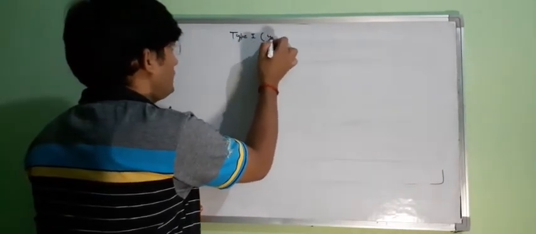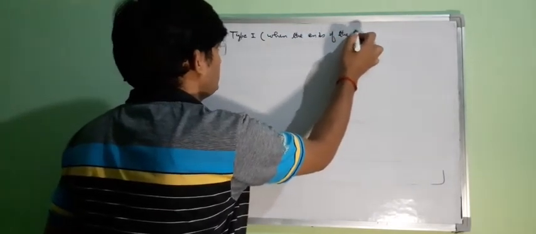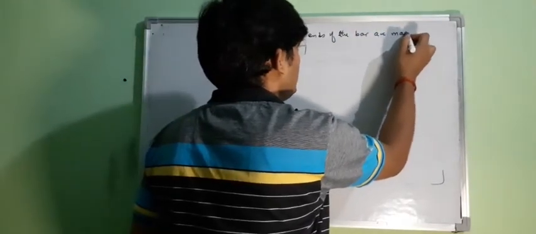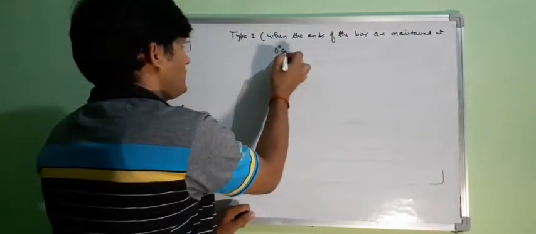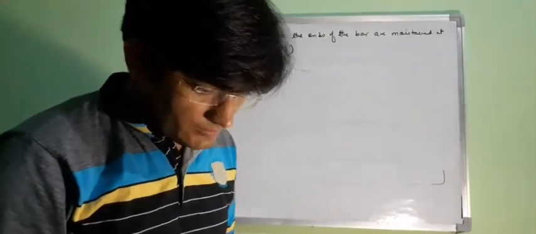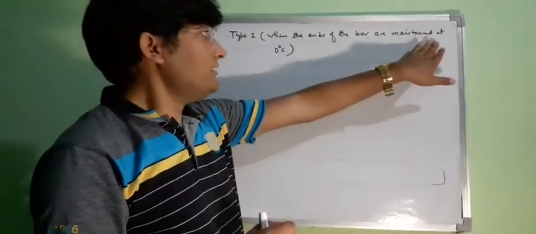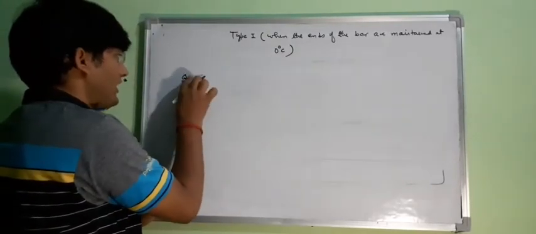Type 1: when the ends of the bar are maintained at 0 degree centigrade. Let us consider this case, when the ends of the bar are maintained at 0 degree centigrade. So let us start with question number 1, and in this question I will try to solve 3 questions with the help of the same logic.